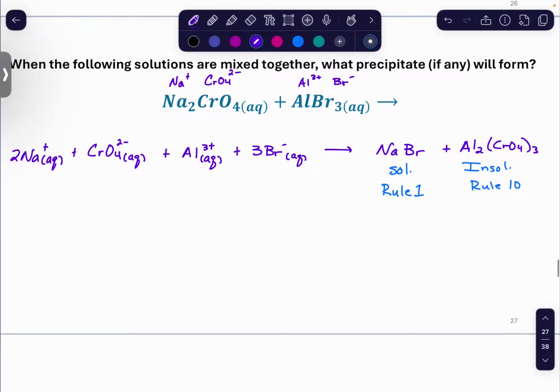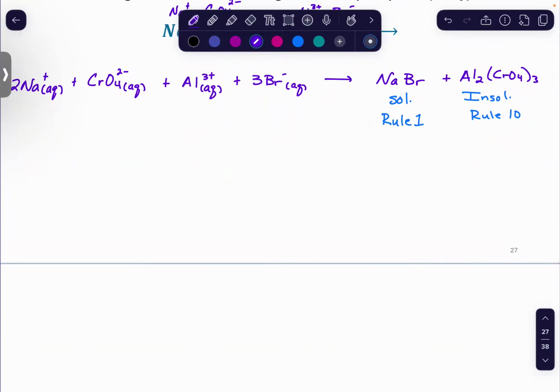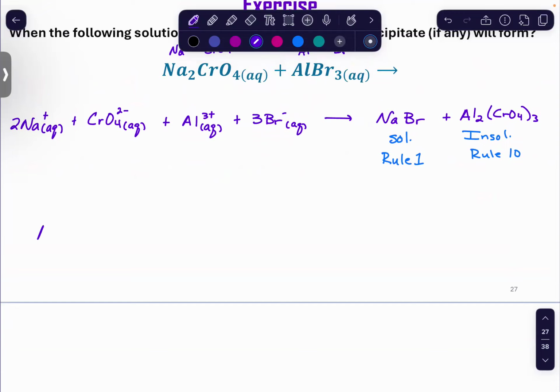All right. Okay, so sodium chromate plus aluminum bromide.